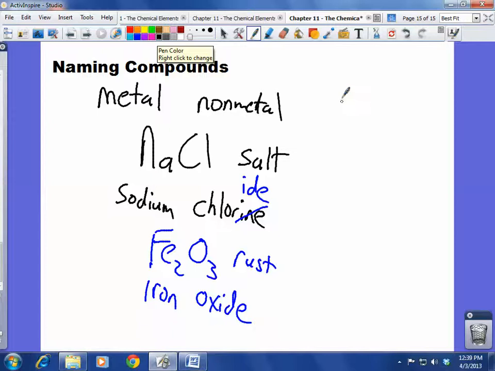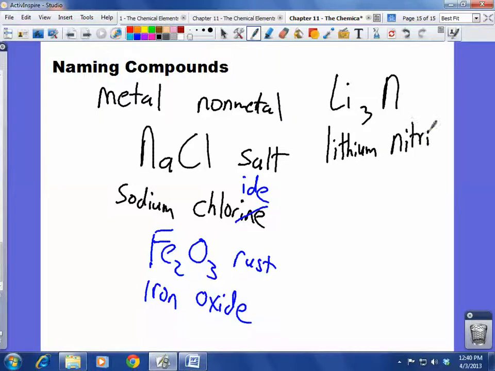Even if it's something like, I don't know, Li3N. What would I call that? Lithium nitride, that's it. Because as long as we have a metal and a nonmetal, we don't care how many there are. There could be 10 lithiums or 100 nitrogens. It's still lithium nitride. So metals and nonmetals are easy.